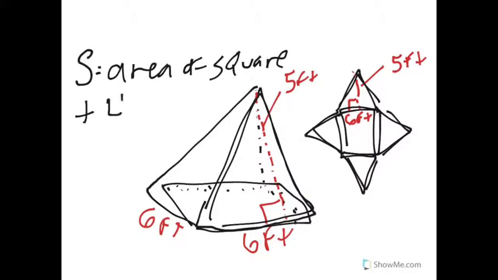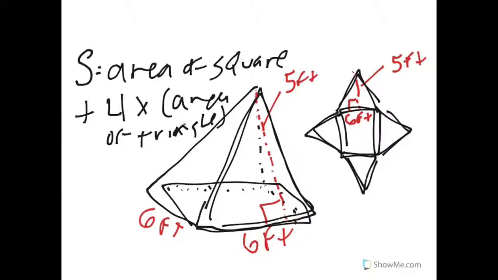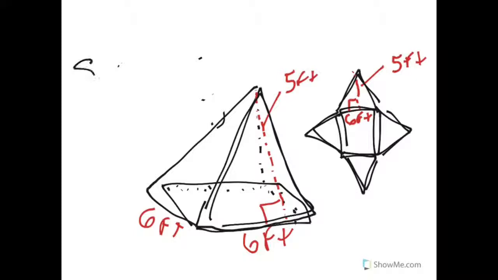Okay? So our surface area, I'm going to call surface area S, is the area of the square plus 4 times the area of one of the triangular faces. Okay? Sloppy writing, but let's jump into it. We'll see what I mean. So we have surface area equals S squared. Okay? And what I mean by S squared is the side of the square.